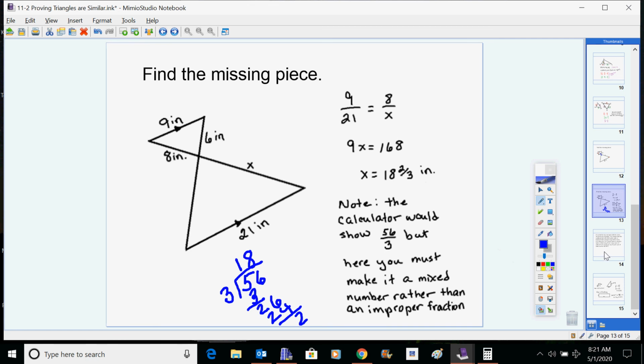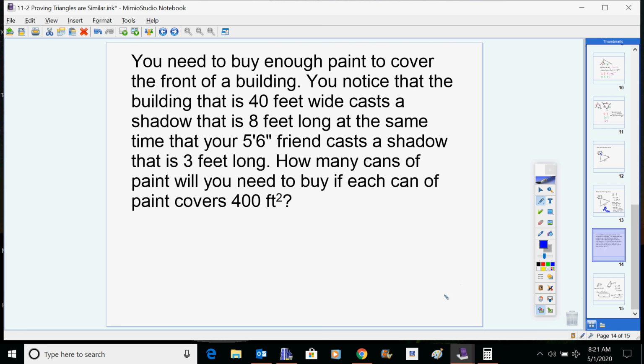All right, one more, and this one's really interesting. It's a word problem, okay? And that's really what all of the geometry is useful for, scenarios that you could encounter. So even though it said proving triangles are similar, it's a useful thing. It's not just a random thing. So let's take a look at this one.